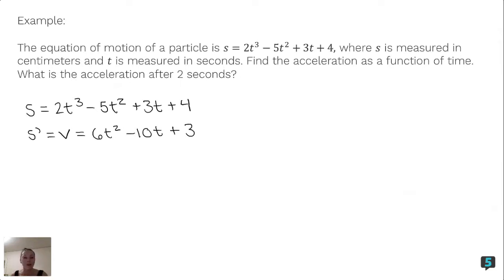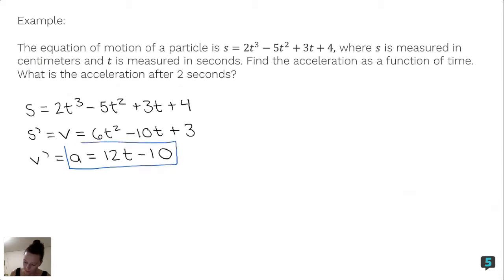We don't want to stop there, though, because that's just velocity. So now we need to take the derivative of velocity, which is going to give me acceleration, and that's going to give me 12t minus 10. So right there, we have our acceleration as a function of time. Okay. What do I need to do now to figure out what the acceleration is after 2 seconds? Any ideas on that one?